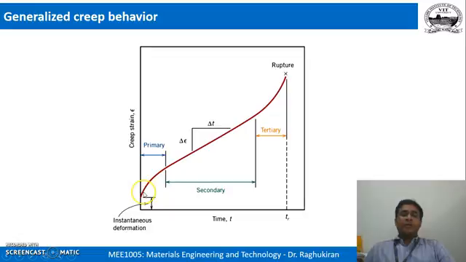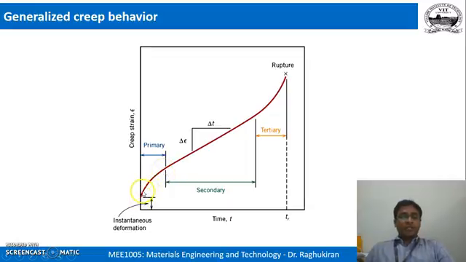We'll take a sample and apply a constant load at elevated temperature, and we see how it deforms with time. If you see the creep curve of any material, it will essentially have three stages: primary, secondary, and tertiary. Primary creep is the first stage, where you have a positive slope. In fact, it is a negative slope.